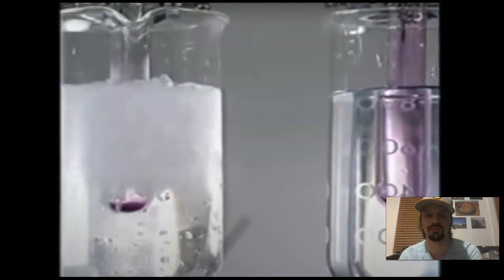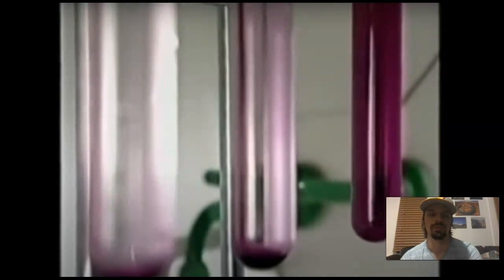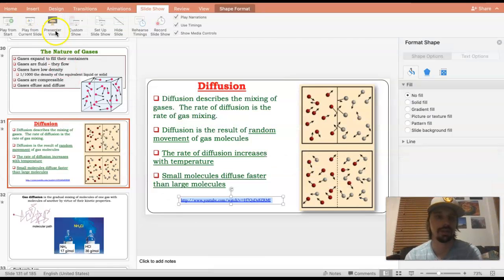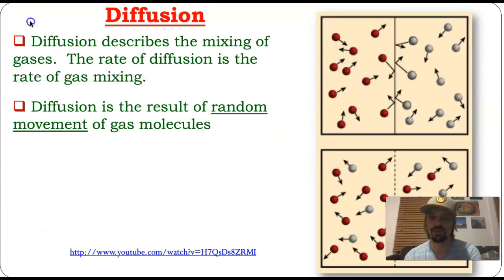Why does the rate of diffusion appear to be quicker at higher temperatures? What other factors might be involved? So that's what I want us to learn and understand today. So let's go back to our PowerPoint and talk a little bit more about diffusion.